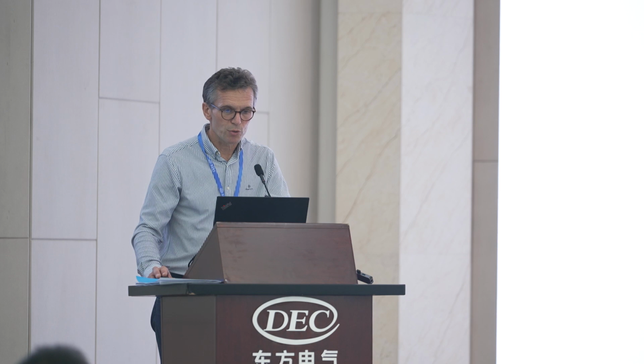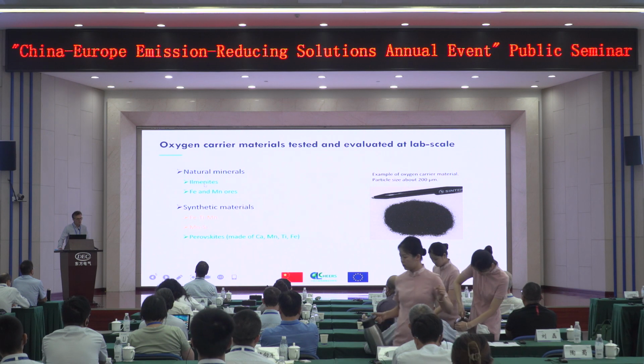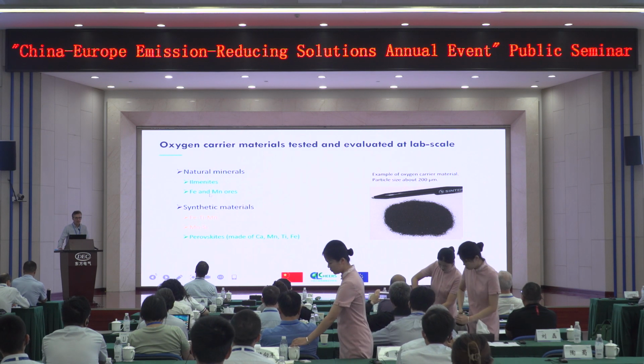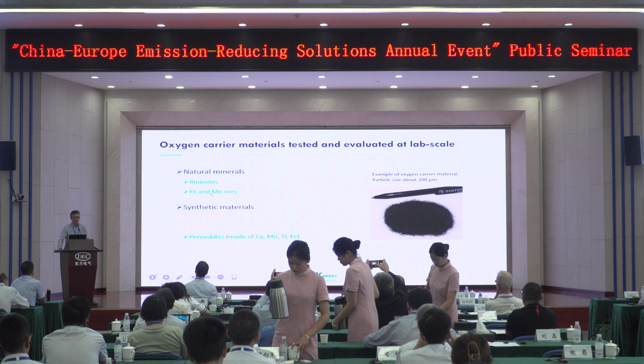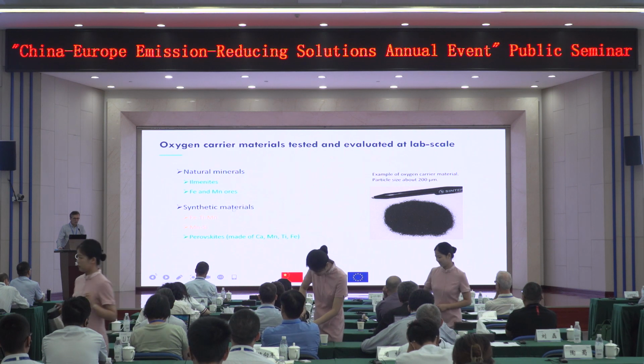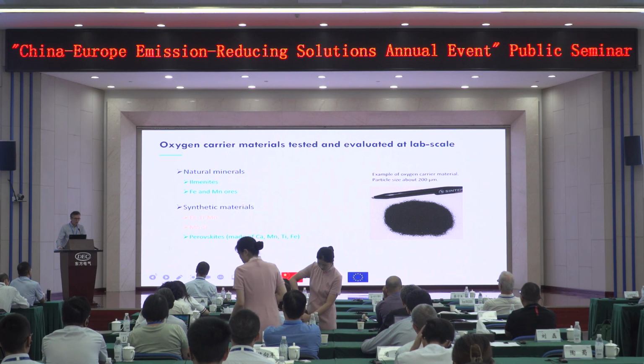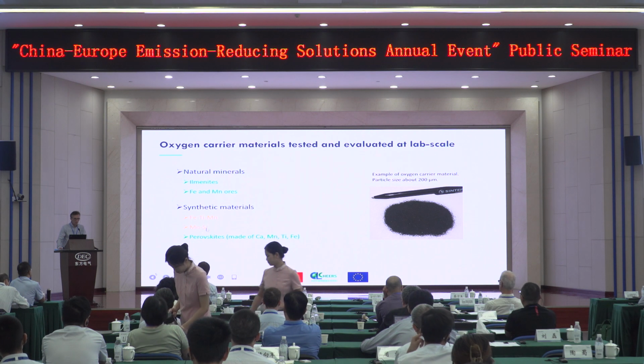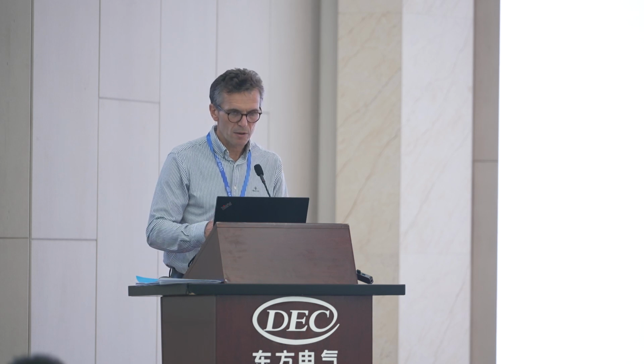So, the materials we have tested in the CHEERS project are mainly ilmenite materials and different iron and manganese ores, which are the natural minerals we have tested. And then we have produced some synthetic materials, iron, titanium, manganese, silicon, but now I will focus on the green ones here, which are the three most relevant candidates. And the synthetic one is a perovskite material made on these four compounds.